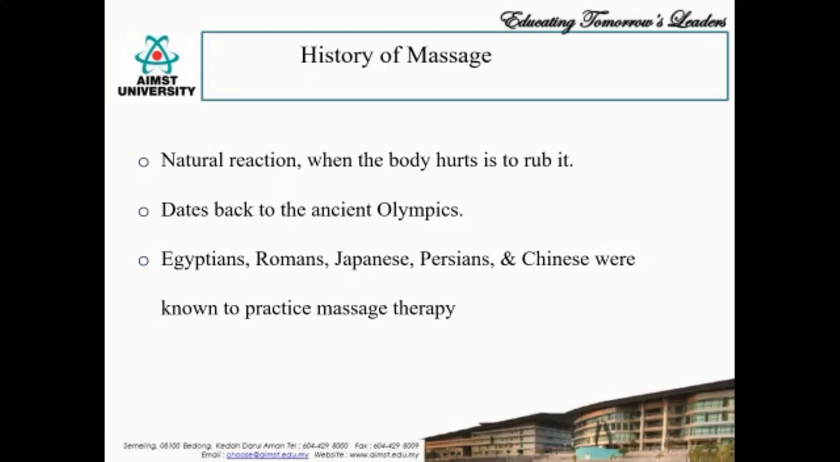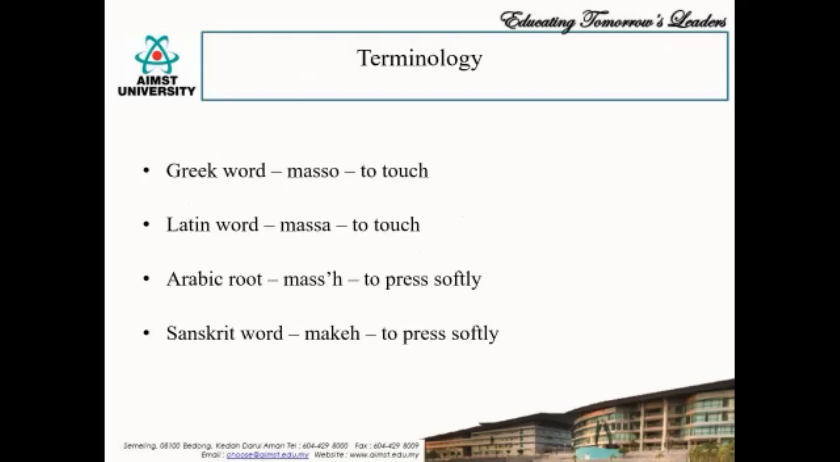This has been there since very olden days, even before the Olympics, this massage was there. Most of the time, the Egyptians, Romans, Japanese, Persians and Chinese were using this particular massage therapy. In olden days, the Egyptians were very cultured, very modern people. They had a lot of traditional methods of treatment and other things. So from them only this massage has started. This massage has different terminology in different languages, or in different countries according to their language.